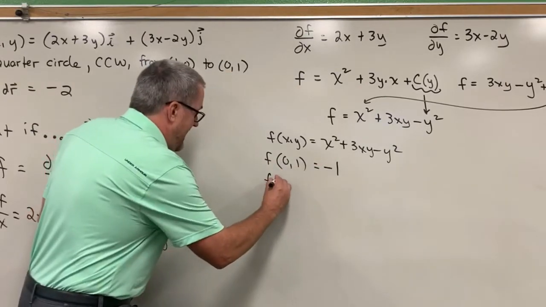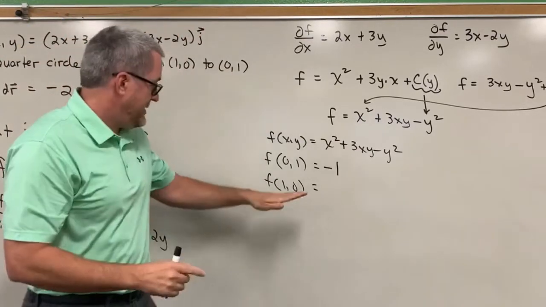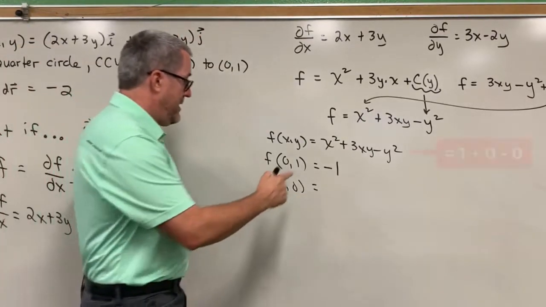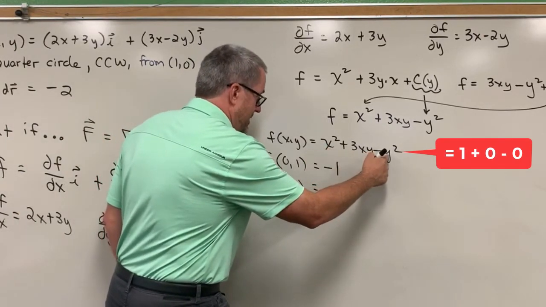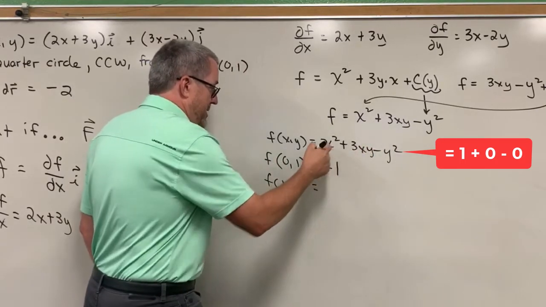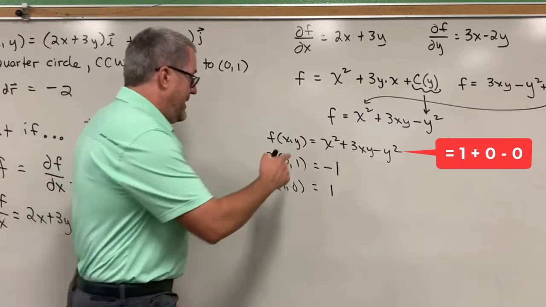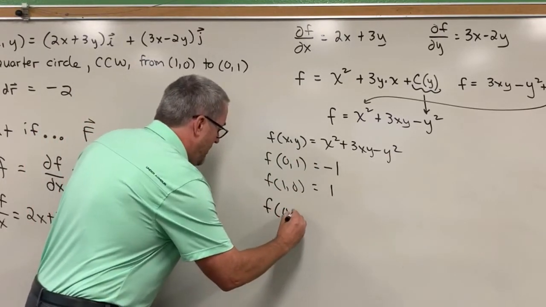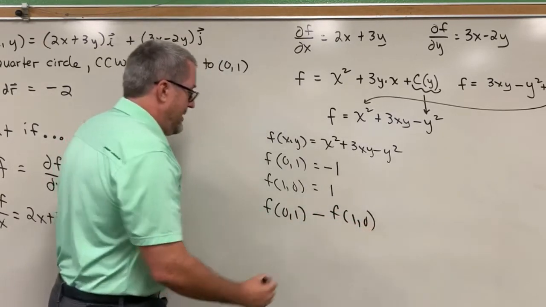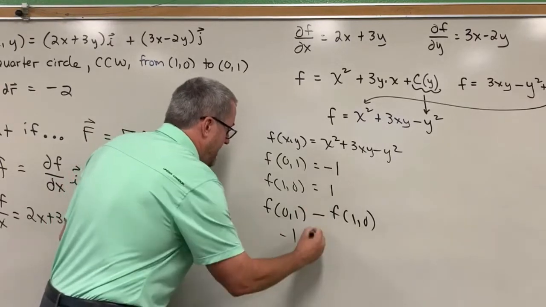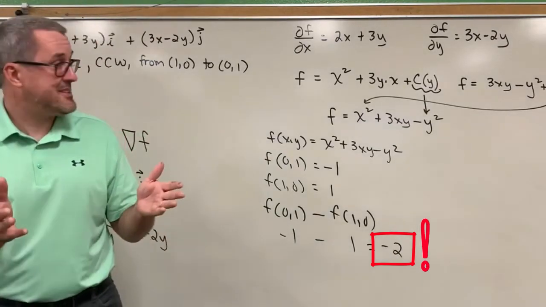Evaluate this function at (1, 0). Remember, we were starting at (1, 0) and moving to (0, 1). So evaluate the function at the beginning point. If x is 1 and y is 0, if y is 0, these two terms go away, but if x is 1, 1 squared is 1. Now, take f at (0, 1), subtract f at (1, 0). That is, take negative 1 and subtract 1, and you get negative 2. The same result we got previously.